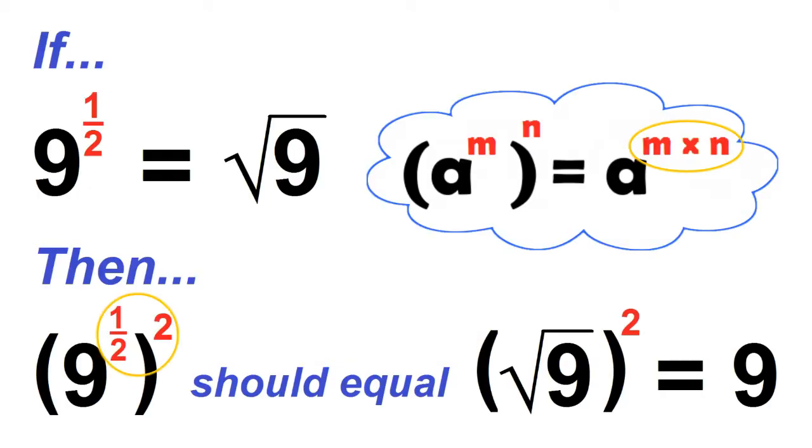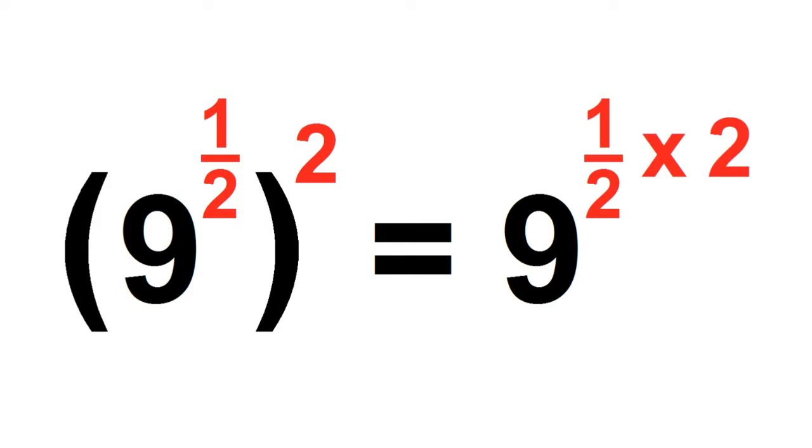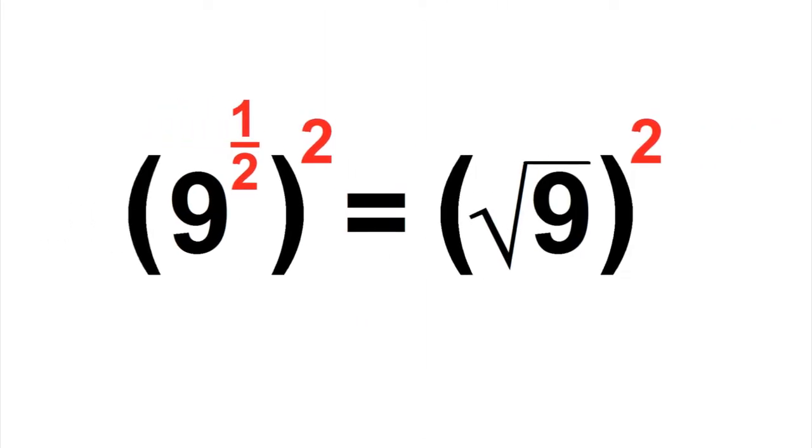We've learned the index law for powers, so we can check this to see if it's actually true. All we have to do is multiply the exponents. 9 to the power of a half squared would be equal to 9 to the power of a half times 2, which is 1. So 9 to the power of a half squared is equal to 9 to the power of 1. Yes! It works!